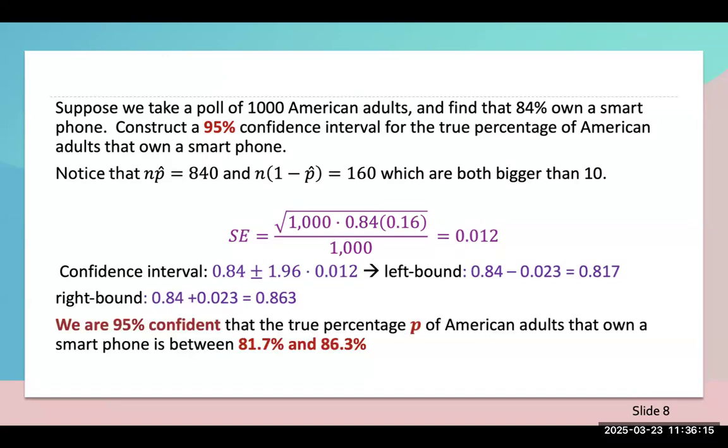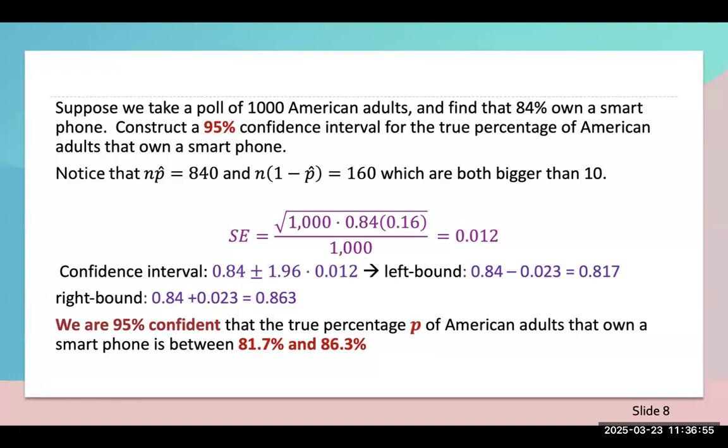Now let's summarize our findings in the context of this problem. We are 95% confident that the true percentage p of American adults that own a smartphone is between 81.7% and 86.3%. What does it mean, I'm 95% confident? That means if I did this 100 different times, if I created a sample of 1,000 adults and found a p hat for each sample, that 95 times out of 100, the true p will live in the confidence interval that I created.